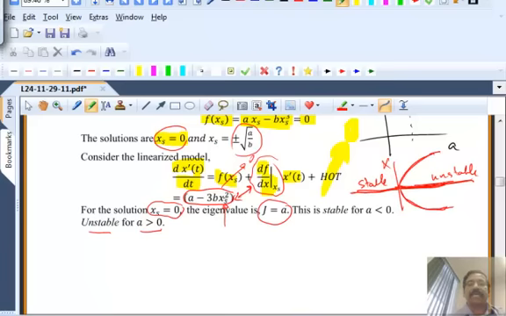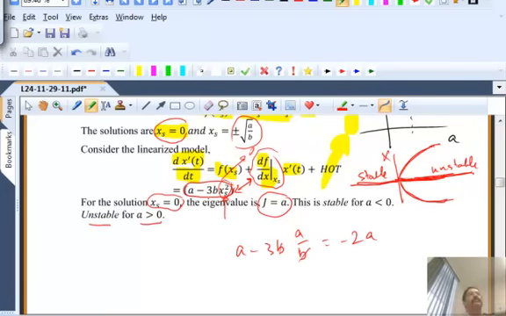Okay, so you're going to get a minus 3b times the square of that, which is a over b. Right? Square of xs. Xs is a over b. So when you square that, this cancels b, and it is equal to minus 2a. So for a greater than 0, what happens? A greater than 0, this becomes stable because it is negative. Okay, so this is a stable solution, and that is a stable solution.